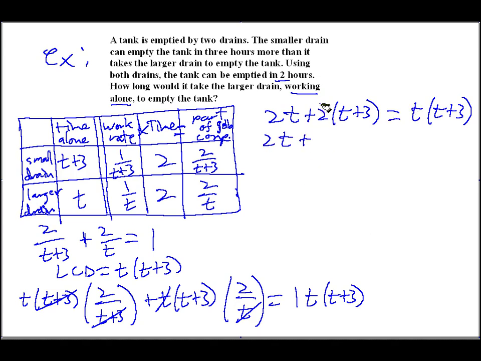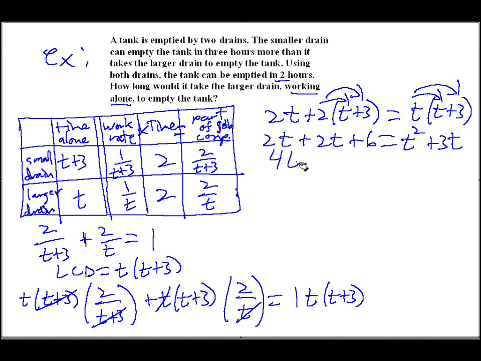All right, let's work it out. Simplify. 2T plus 2 times T is 2T again. 2 times 3 is 6, equal to T times T, which is T squared. T times 3 is 3T. Are you with me on that? Then let's combine like terms. 2T plus 2T is 4T. I'm just solving this equation. The word problem part is over once I fill out this table and get this equation here. So 4T plus 6 is equal to T squared plus 3T.